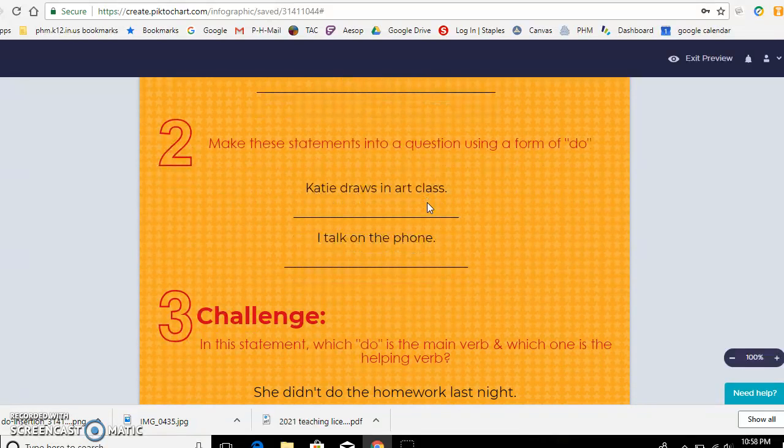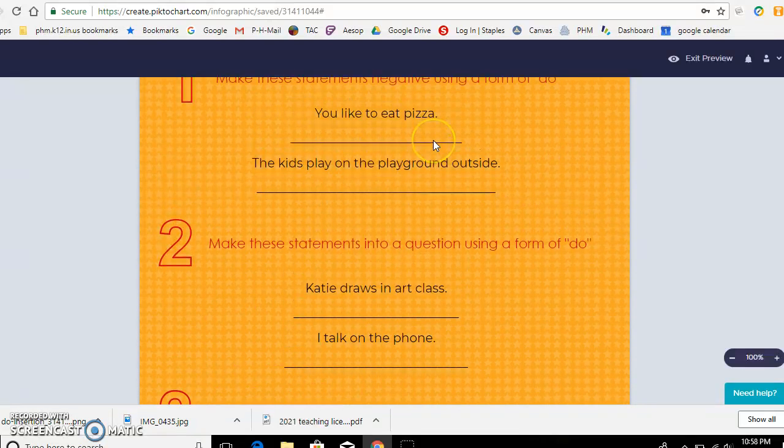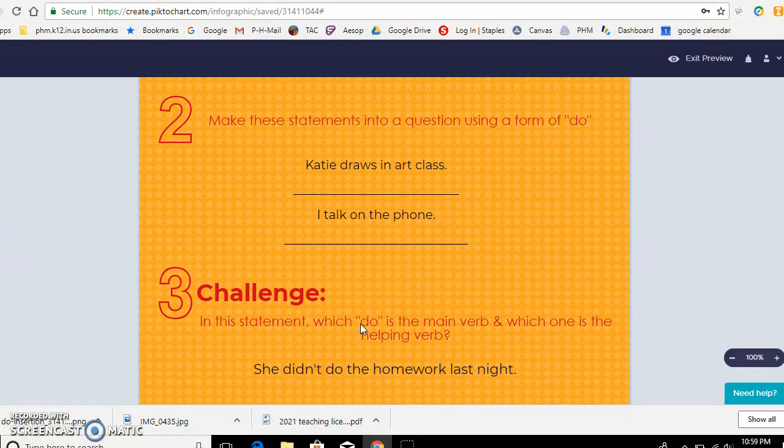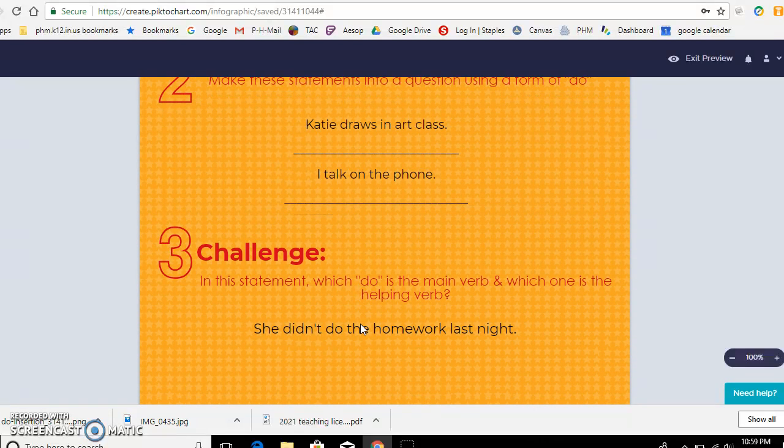So I kept my negation and my yes or no questions. However, I decided to kind of make my number 3 just a single question, a challenge question, and I kept it the same one. So she didn't do the homework last night, and I'm challenging them to identify in the statement which do is the main verb and which is the helping verb. So still getting in that practice between main and helping, but kind of letting them know that yes, this is going to be difficult so that they don't feel bad if they don't automatically understand it.